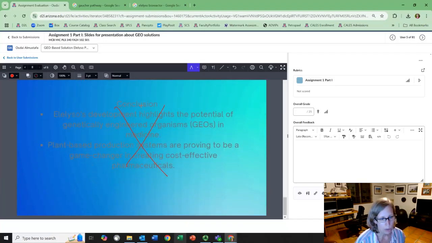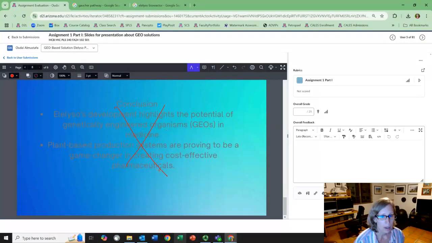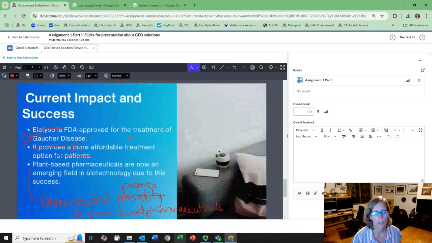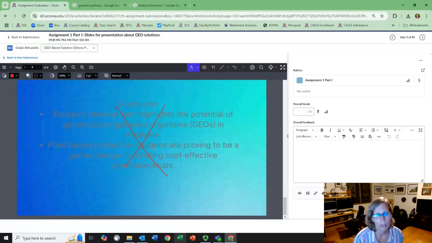And then this has all been covered. I mean, this is the point that you're making at the end here. So this is repetitive, or I guess this one over here. I guess these both are kind of the same point that you're trying to make here. And I think current impact and success, that's a great slide to make that point on. We don't need a whole other slide to do that.